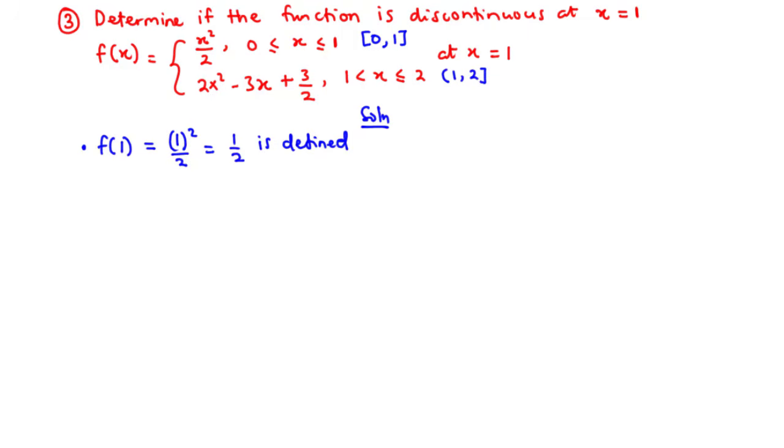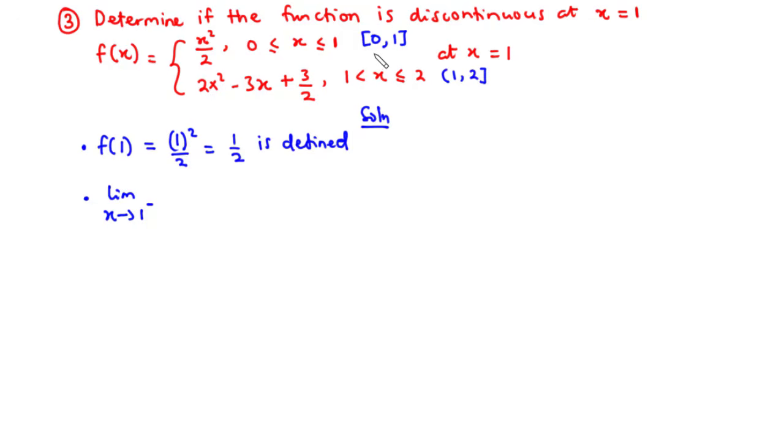So f of a is defined. Now, since we have less than or equal to, and so on, we are going to find the left hand limit and the right hand limit. So let's start off with the left hand limit. So we have the limit as x approaches 1 from the left.